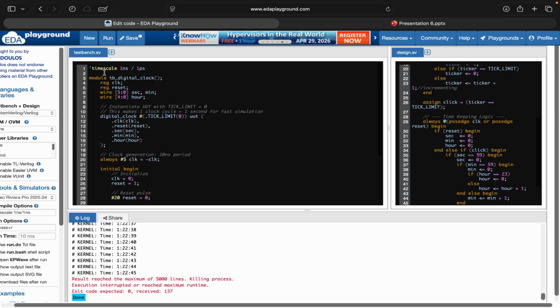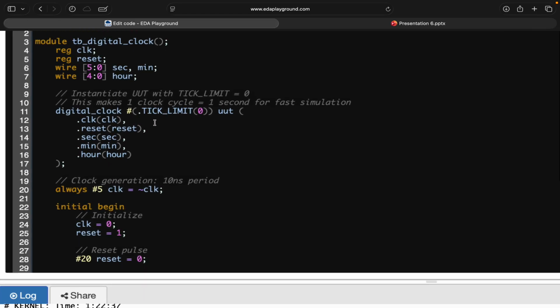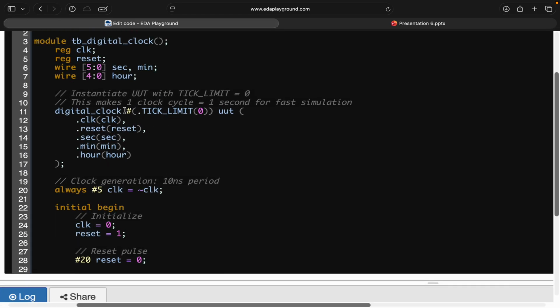What we need to do is, we have the module test bench digital clock. All the inputs will be registered and the output will be given in the form of wires. Whatever you have done here, same you write it down here. Now you need to instantiate this clock. But here there is one thing you have to import, this is very important. Whatever I have highlighted, it's very important. Instantiate design under test or unit under test with tick limit equal to 0.